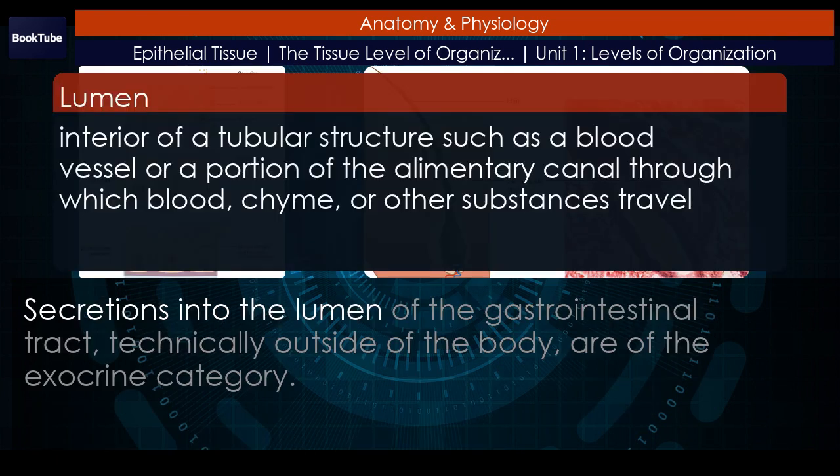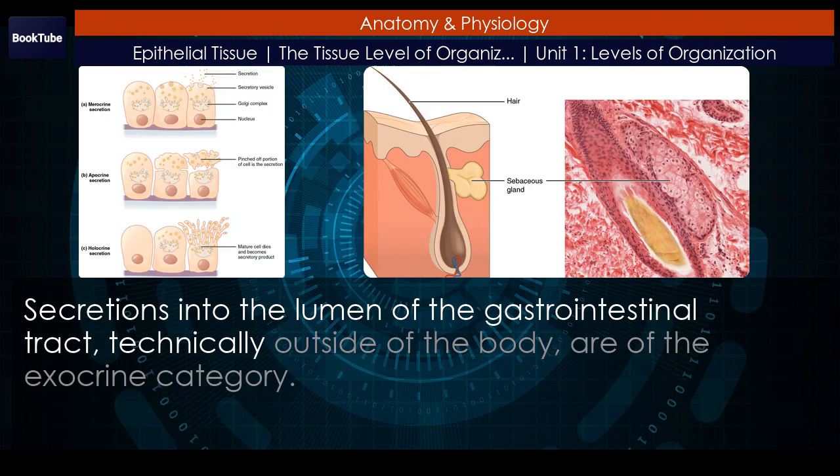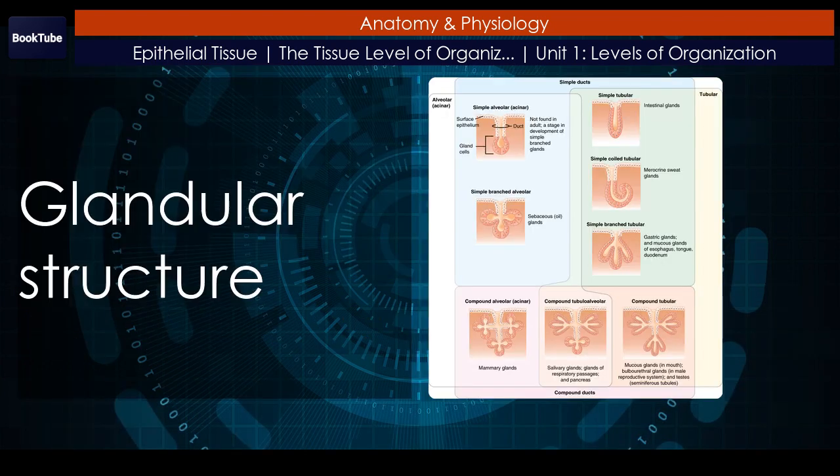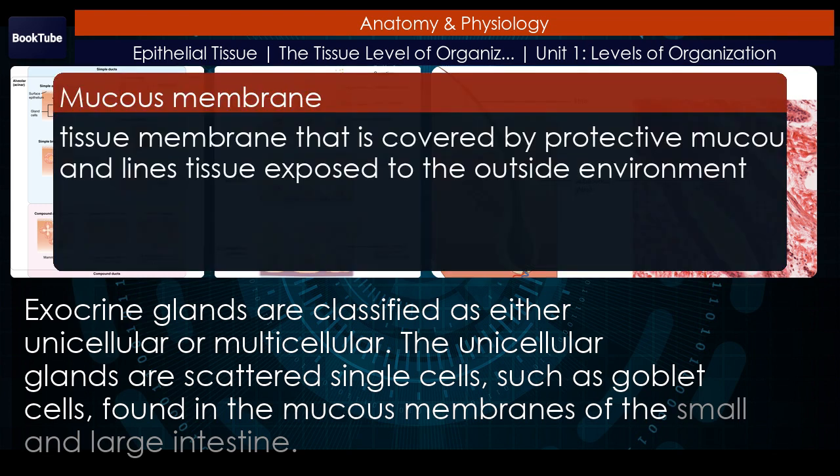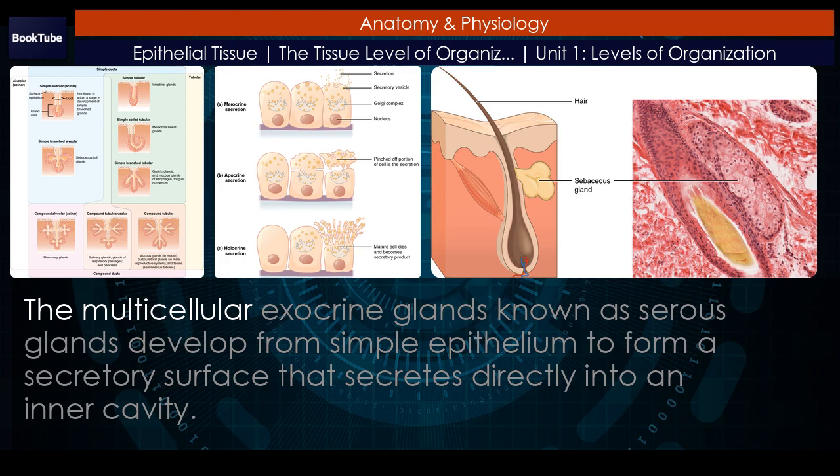Secretions into the lumen of the gastrointestinal tract, technically outside of the body, are of the exocrine category. Glandular structure. Exocrine glands are classified as either unicellular or multicellular. The unicellular glands are scattered single cells, such as goblet cells, found in the mucous membranes of the small and large intestine. The multicellular exocrine glands known as serous glands develop from simple epithelium to form a secretory surface that secretes directly into an inner cavity.